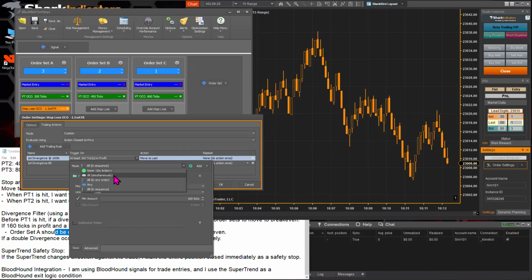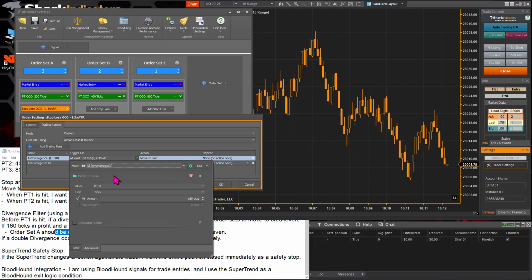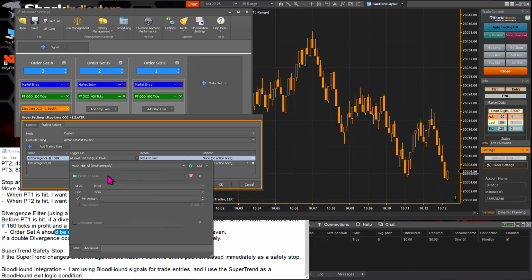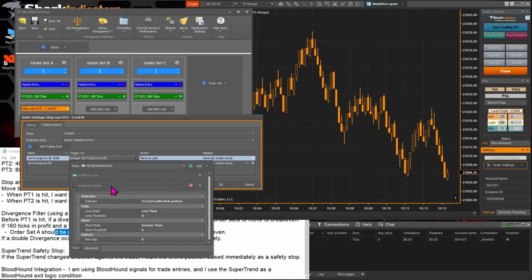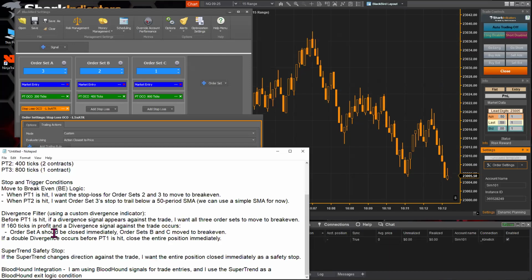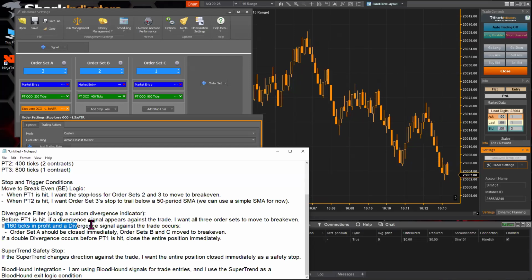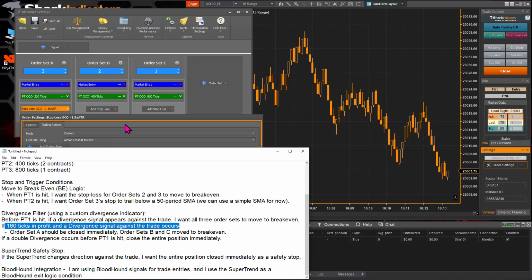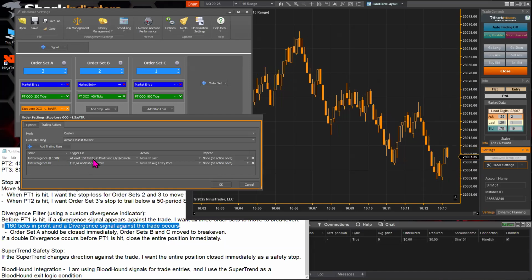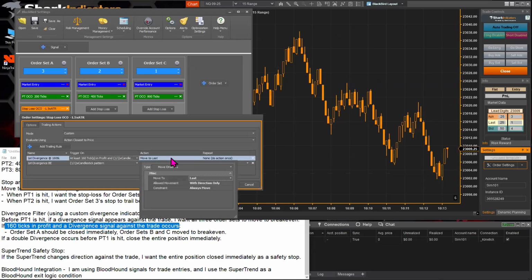So I'm just going to go with the simplest approach here. Let's just make sure that we have 160 ticks and we get a divergence signal both at the same time here, just as this states there. So, all right, we have our triggers set up, and so now we're going to close this out here.